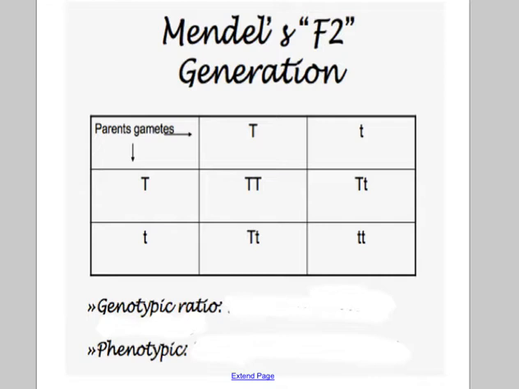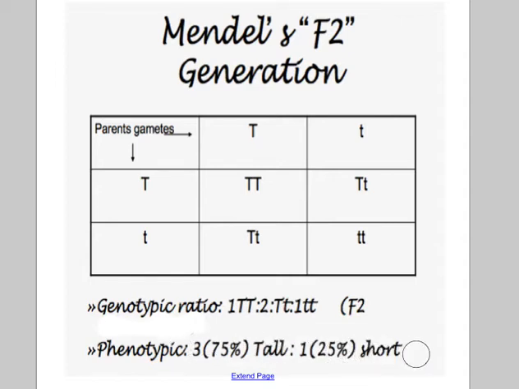The genotypic ratio here is going to be what? There's 1 big T, big T, 2 big T, little t's, and 1 little t, little t. Whenever you have 2 heterozygous parents come together, you will always have this 1 to 2 to 1 ratio. Now, the phenotypic ratio, what does it look like? 3 are going to be tall, and 1 is going to be short.